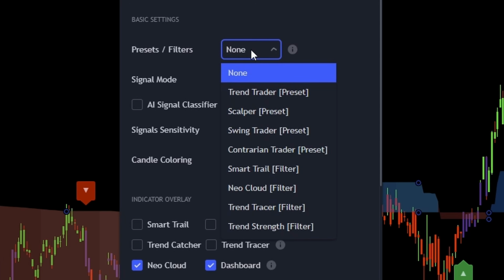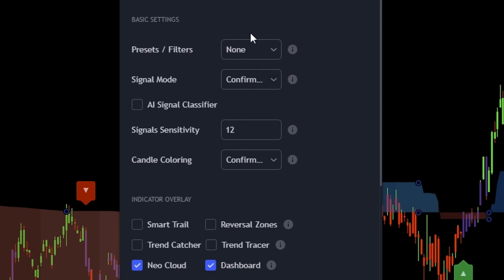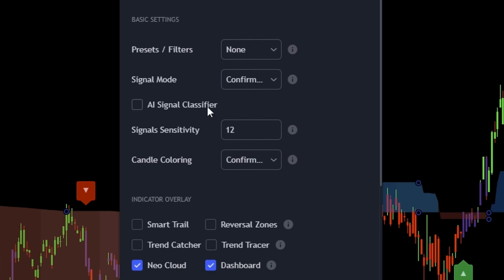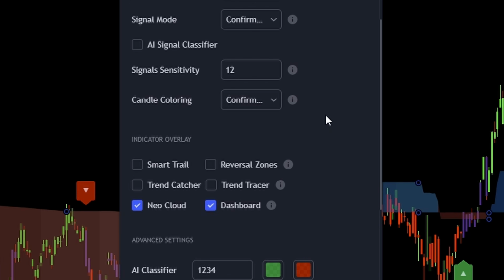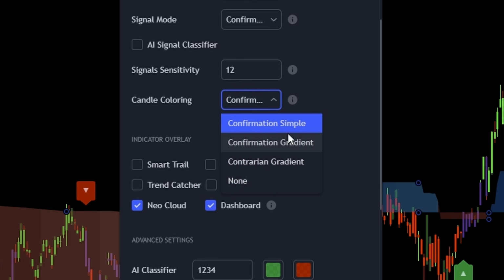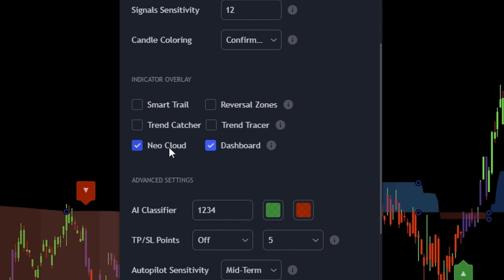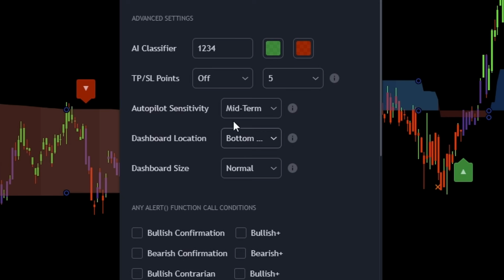For the presets and filters, we want to use none. For the signal mode, we also want to use confirmation and exits, and we do not want to use the AI signal classifier, so make sure this option is disabled. We can leave the signal sensitivity by default as we are going to use the autopilot sensitivity. Next, for the candle coloring, we are going to use confirmation simple. For this strategy, we want to use the Neo Cloud indicator overlay, so make sure to enable the Neo Cloud by clicking this checkbox. Within the advanced settings, we want to set the autopilot sensitivity to midterm.